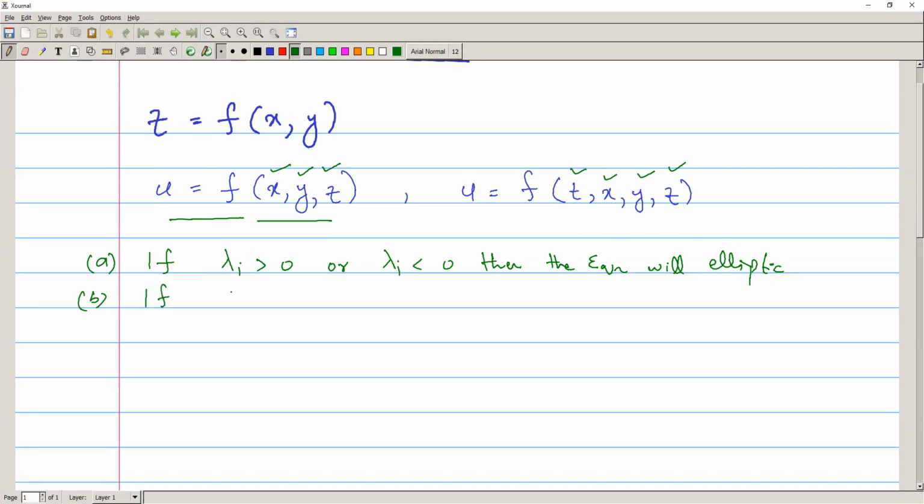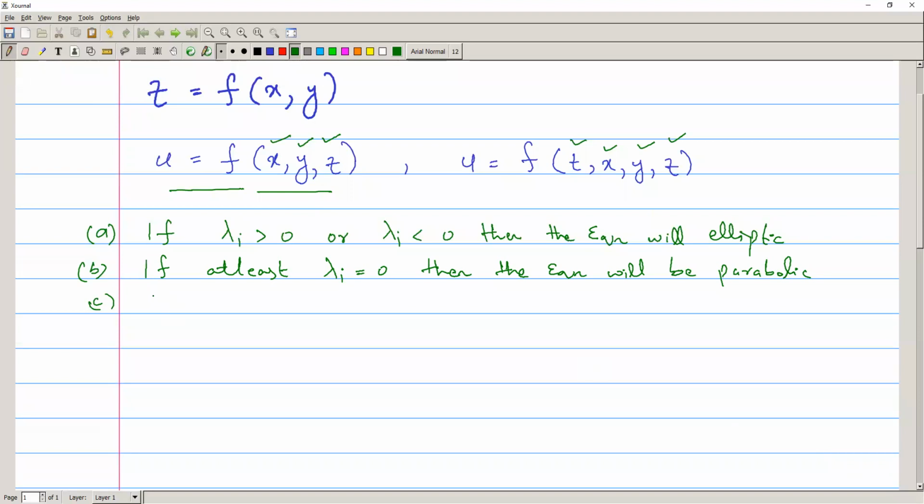And if at least one of the lambda i is equal to 0, then the equation will be parabolic, right? So if any of the eigenvalues is 0, the equation will be of parabolic type, right?